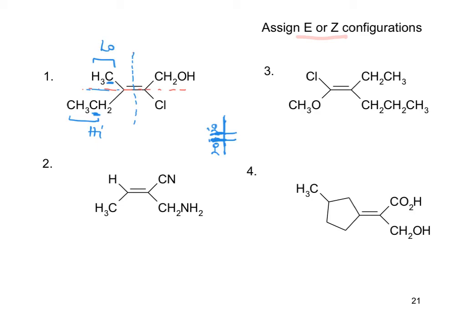I'm going to do the same thing on the other side. So we have a Cl that's going to now be compared to the carbon. So Cl receives higher priority. This receives low priority. Both the high priority groups are on the same side. It must be a Z. Let's take a look at the next one now.